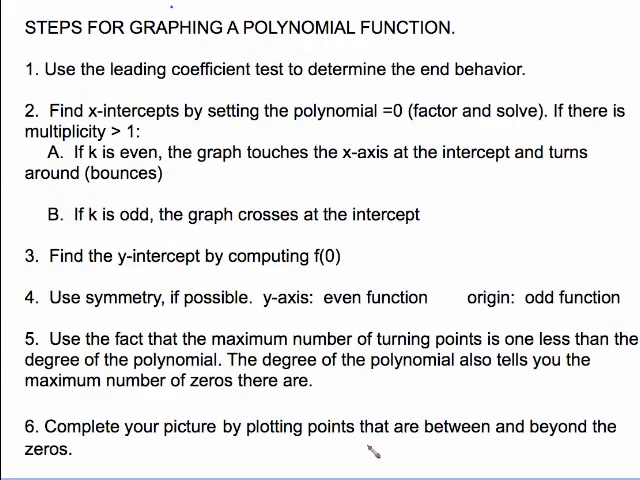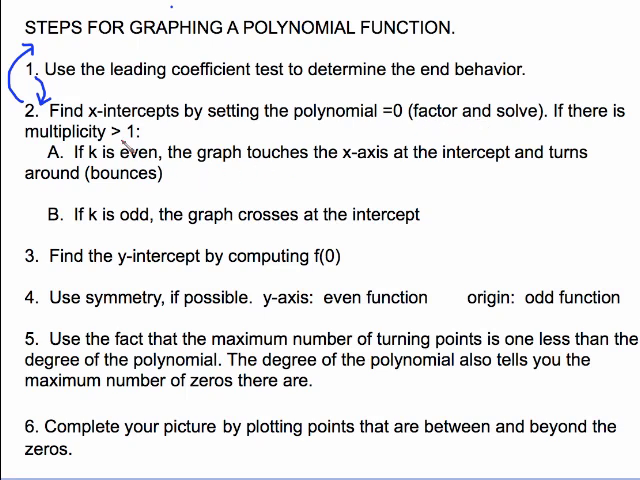This is a listing of all of the things you need to do to graph a polynomial function. The only thing I do is change this order. This is the order that's written in your book, but I always find the intercepts first. It just helps me know how many zeros I'm going to have. So I find the x-intercepts by setting the polynomial equal to 0, and you do that by factoring and solving.